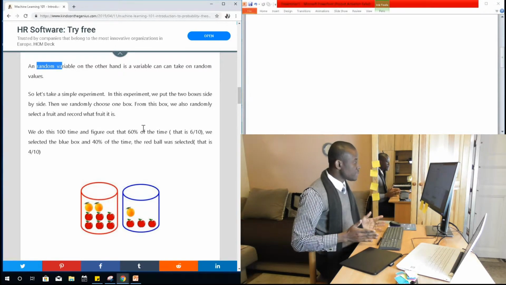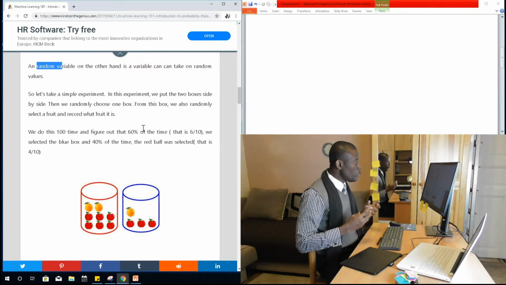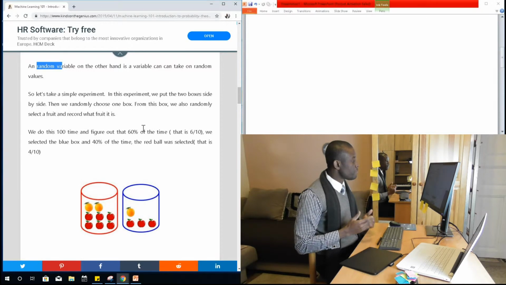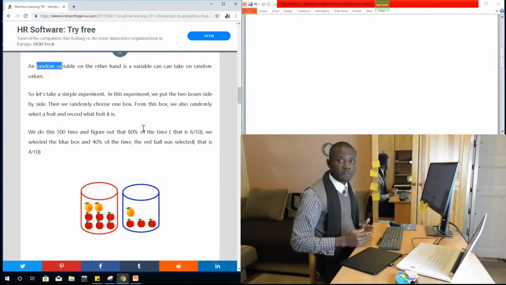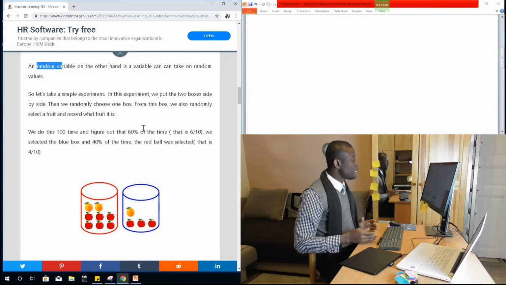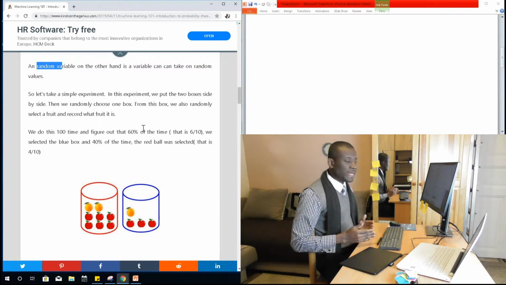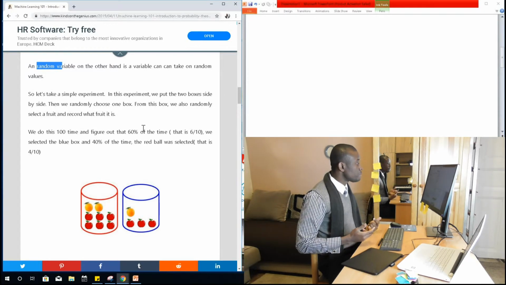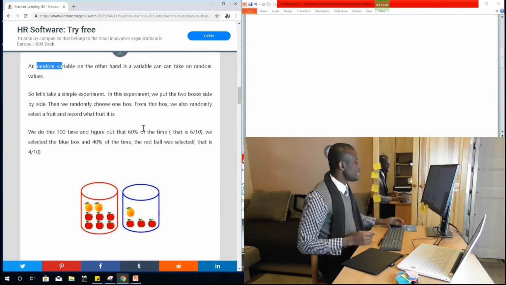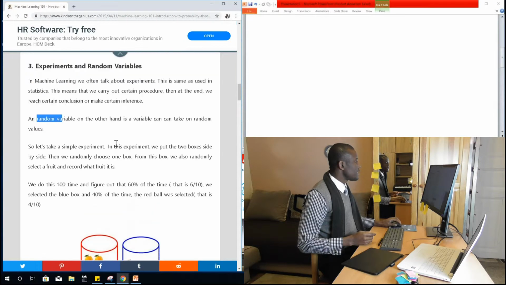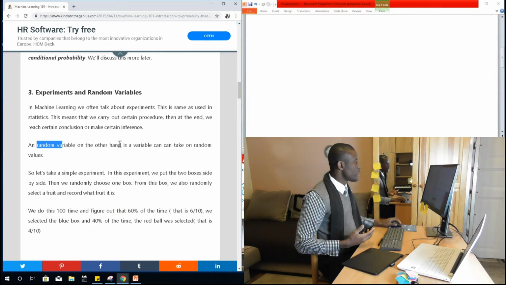So for 60% of the time, we selected the blue box, and for 40% of the time, we selected the red box. So in this case, we have probability of selecting the blue box is 6/10, while the probability of selecting the red box is 4/10. How does this have to do with random variable?